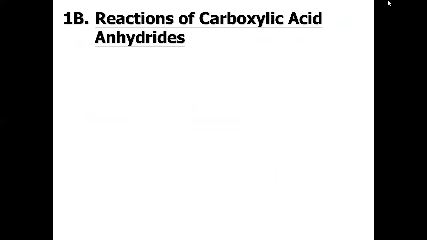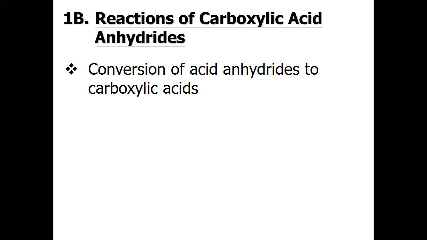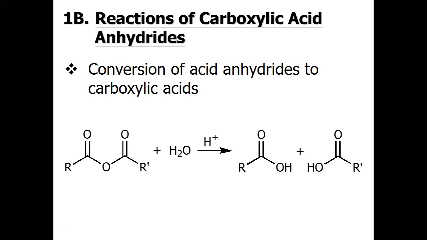Now let's move on to the reactions of acid anhydride. The first reaction of acid anhydride is the conversion of acid anhydride into carboxylic acid. Here, when the given acid anhydride is dissolved in an aqueous solution containing a catalytic amount of acid, it is converted into the respective carboxylic acid. It is a very common reaction, like the hydrolysis of an ester.